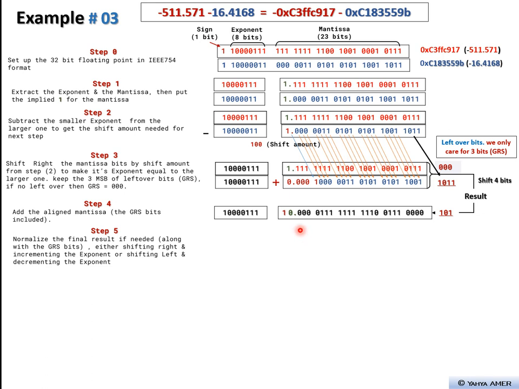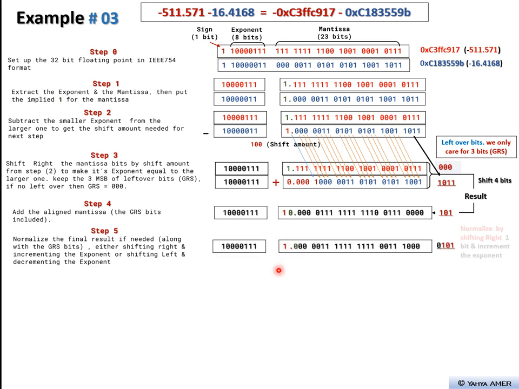And we need normalization here, because as you can see now, if you look to its right, we have 1s, and the closest one is this one. So how many steps do we have to move? We have to move only 1 step, as you can see. So in this case, yes, we need the normalization, and we normalize it by shifting right 1 bit, and we have to increment the exponent.